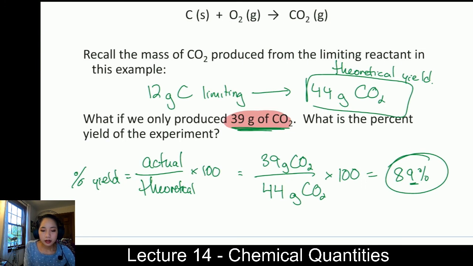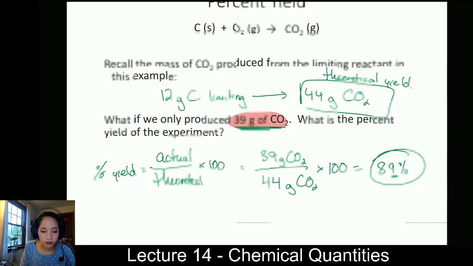So the maximum amount of CO2 we can produce from that reaction, according to stoichiometry, was 44 grams, but we only produced 39, or that's how much we got during the experiment. And so that's how we calculate percent yield experimentally. In this case, it was 89% yield.